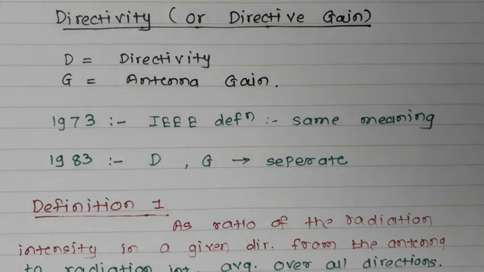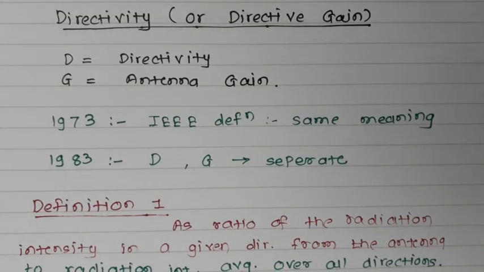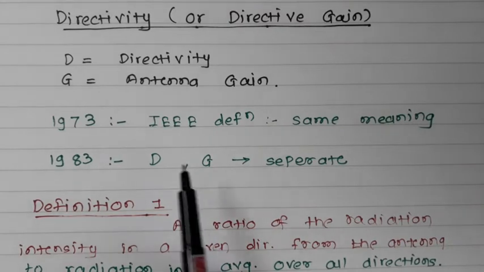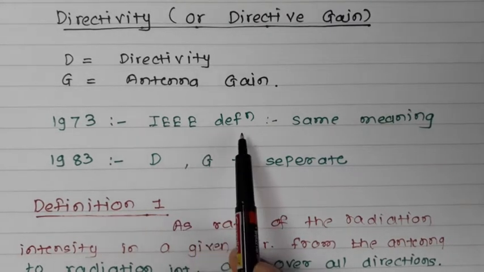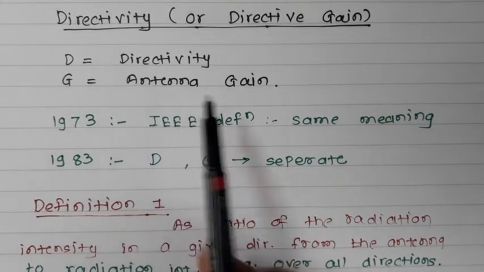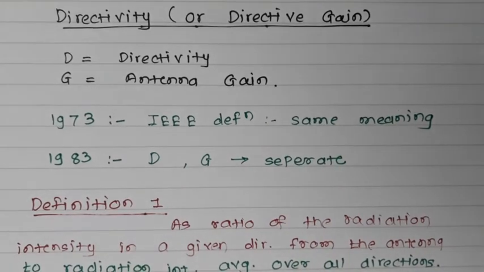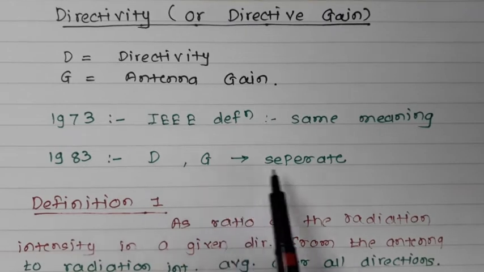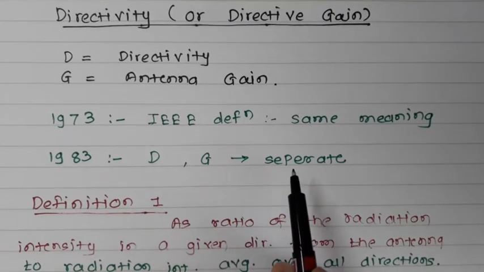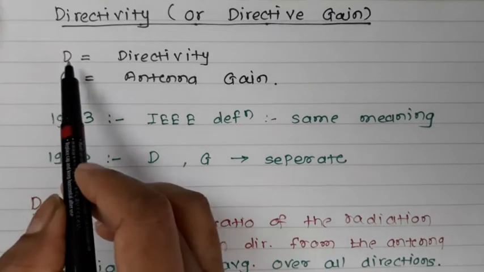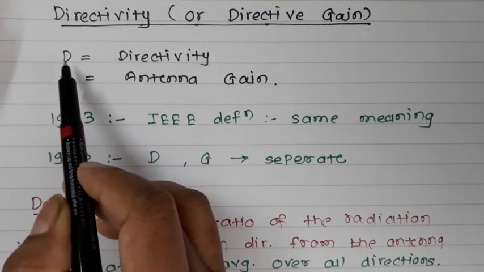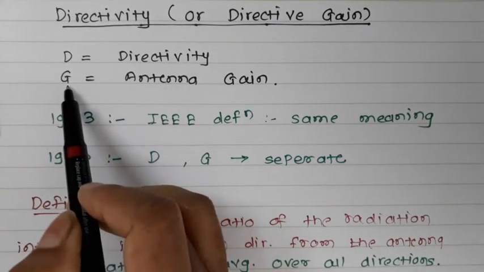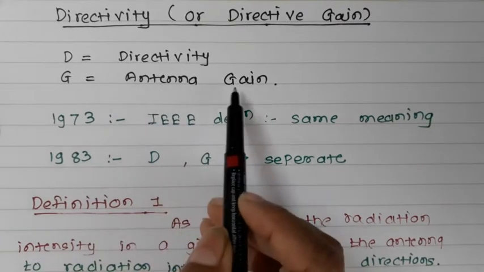Hello all, in today's session we will talk about the directivity. Now in 1973, according to the IEEE definition, directivity and directive gain had the same meaning. But in 1983, directivity and gain were separated by separate definitions. So D is used to denote the directivity and G is used to denote the antenna gain.